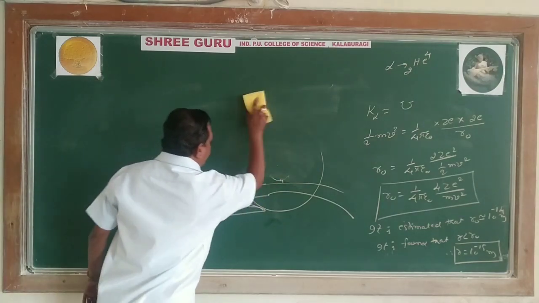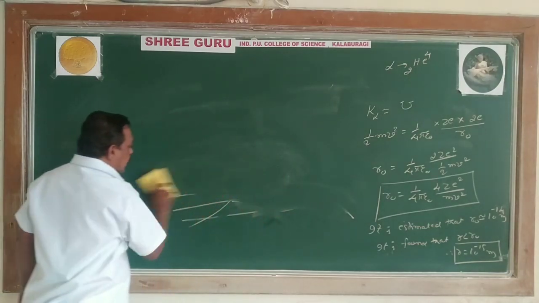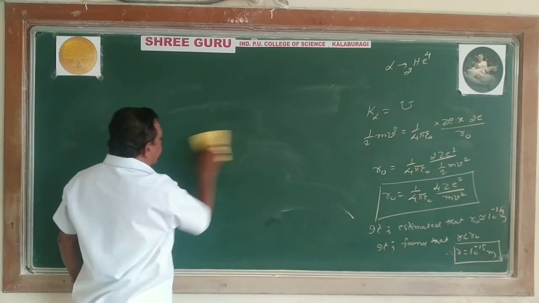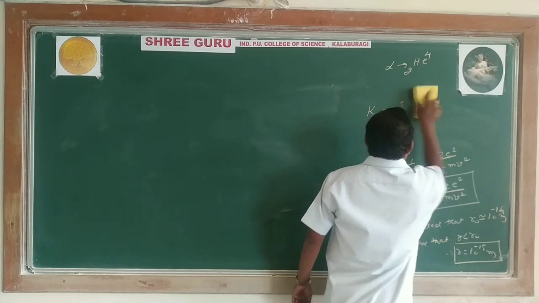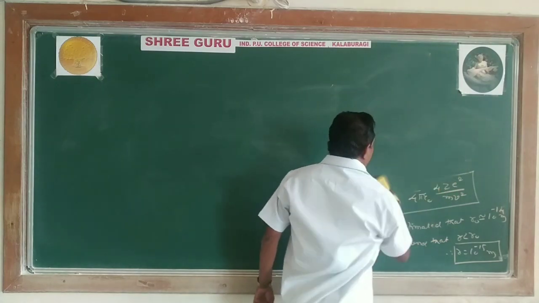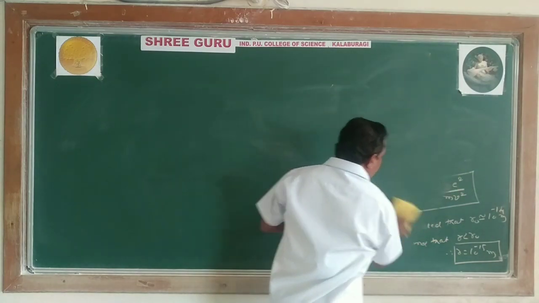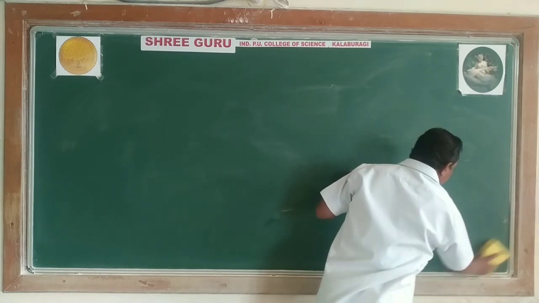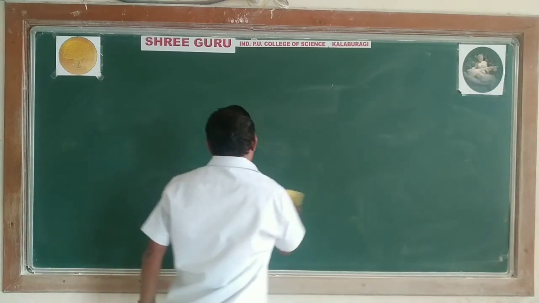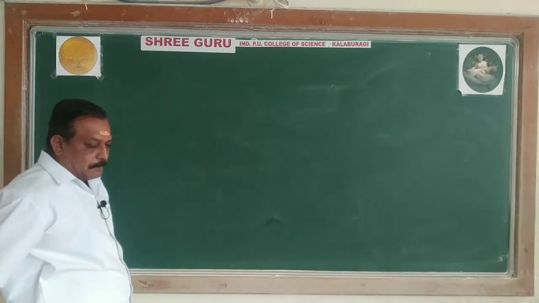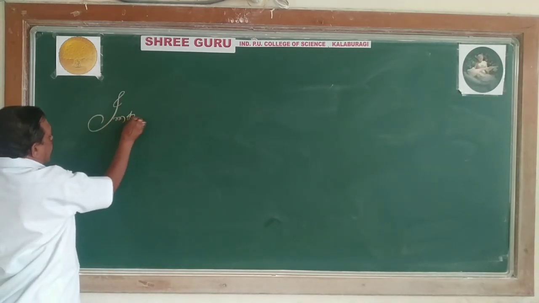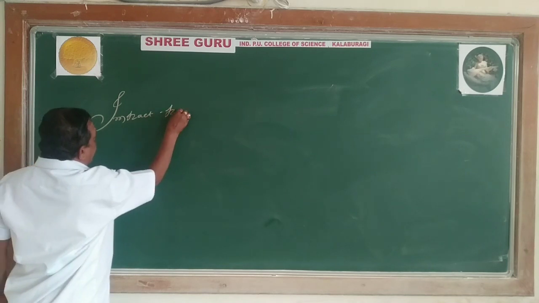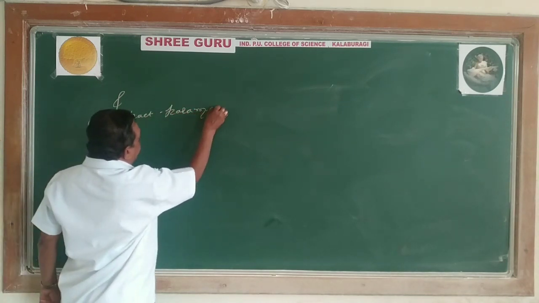What does that impact parameter measure? The difference between the collision of the alpha particle and head-on collision. That is nothing but the difference between elastic collision and inelastic collision. What does that measure? Impact parameter. I come across the impact parameter. That is denoted by P.